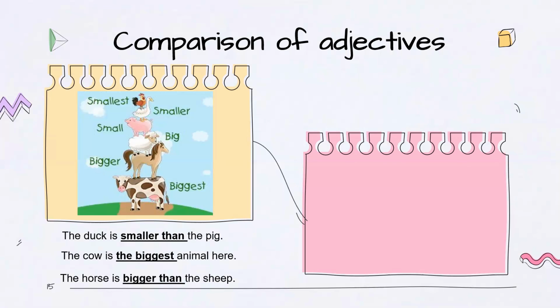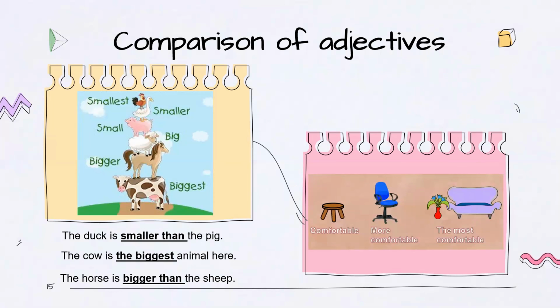So here we have smaller than the pig, an example of comparative. The biggest animal here is an example of superlative. And bigger than is also an example of comparative. Now we have another picture. Can you create a sentence using this picture? Here we have comfortable, more comfortable, and the most comfortable.